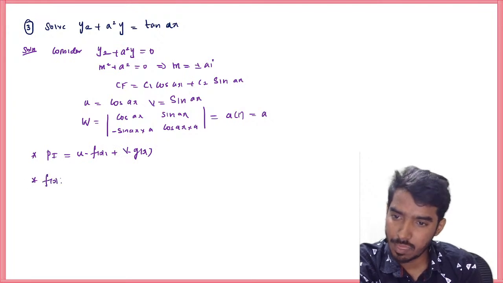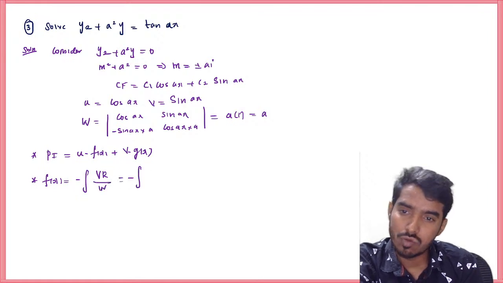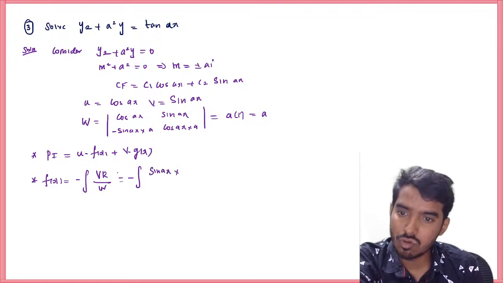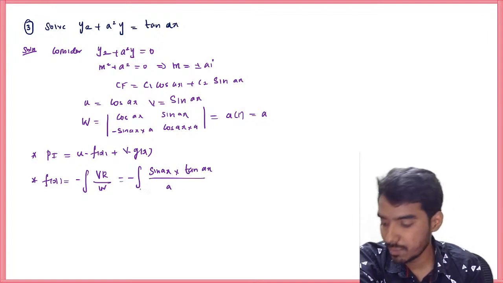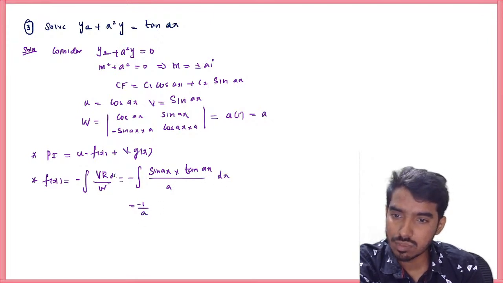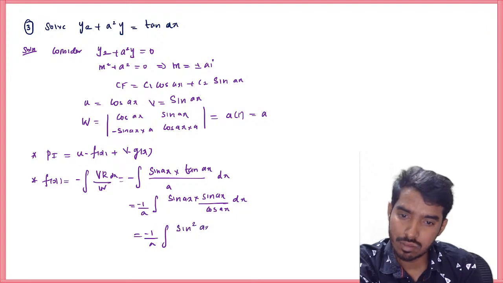Now we will find f of x. f of x is minus integration of v R by W. So what is v? v is sin ax into what is R? R is tan ax divided by W. W is a, right? W is a. So this is minus 1 by a integration of sin ax. Tan ax is sin ax by cos ax dx. This is minus 1 by a integration of sin square ax by cos ax dx, right?